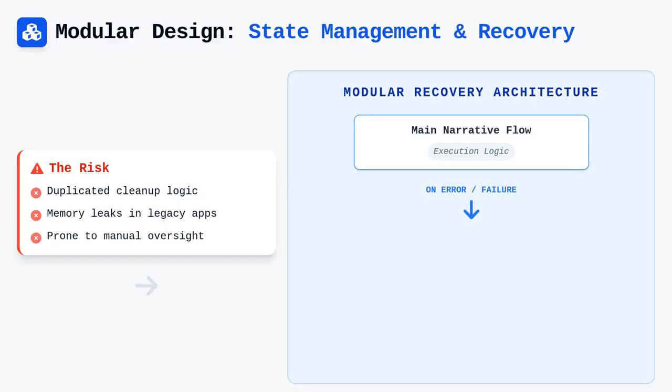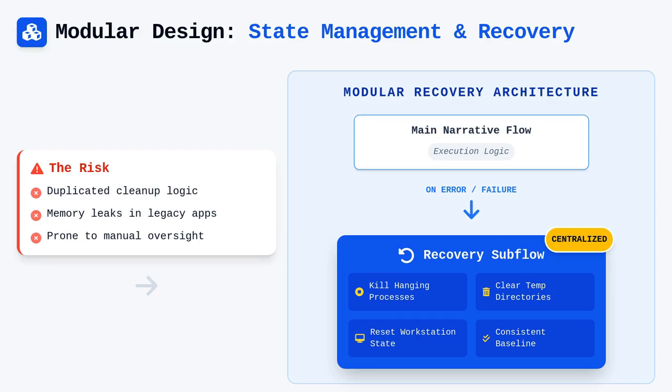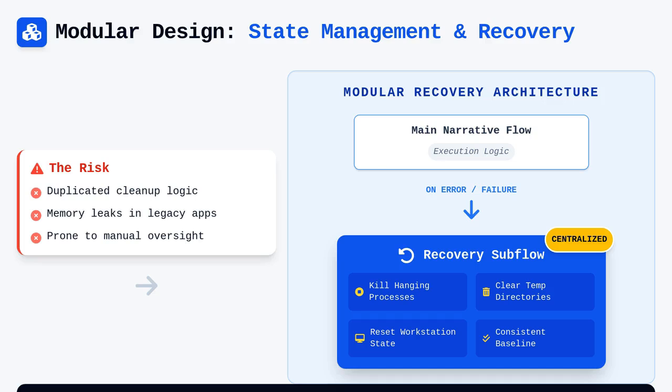clearing temporary directories, and resetting the local workstation environment. When an error occurs elsewhere in your system, the main flow can simply invoke this recovery subflow to return the machine to a consistent baseline state before attempting a retry. This consistency is the foundation of unattended automation, where human intervention is not available to clear a stuck user interface or reboot a system.